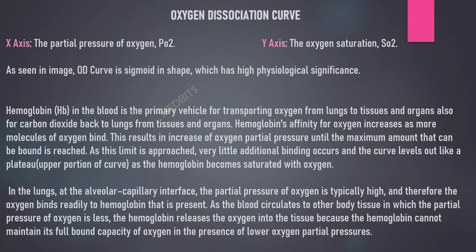In the lungs, at the alveolar capillary interface, the partial pressure of oxygen is typically high. That means the plateau shape is happening in the lungs, and therefore oxygen binds readily to the hemoglobin that is present. As the blood circulates to other body tissues in which the partial pressure of oxygen is less, the hemoglobin releases the oxygen into the tissue because it cannot maintain its full bound capacity of oxygen in the presence of lower oxygen partial pressure. This is happening on the steep curvy area of the oxygen dissociation curve. You can look into the diagram once again so that this will be more clear to you.